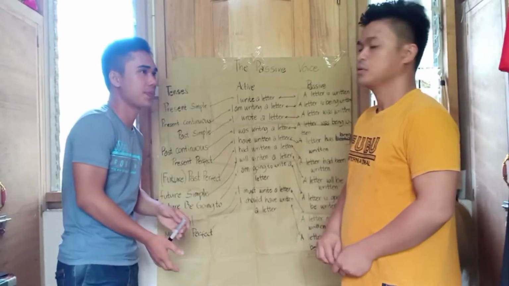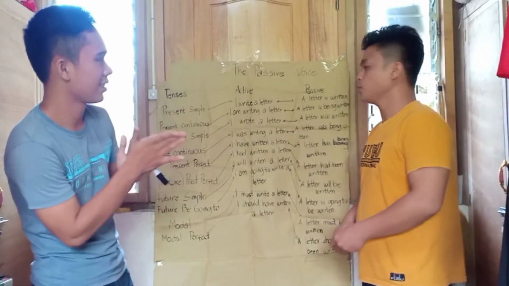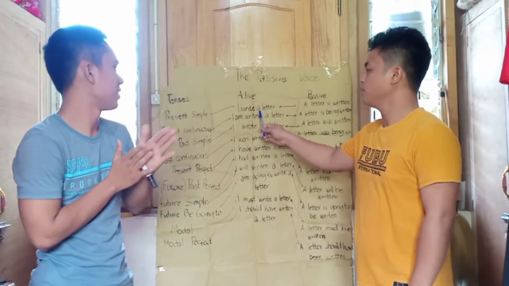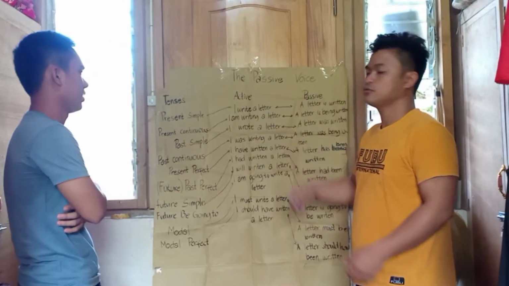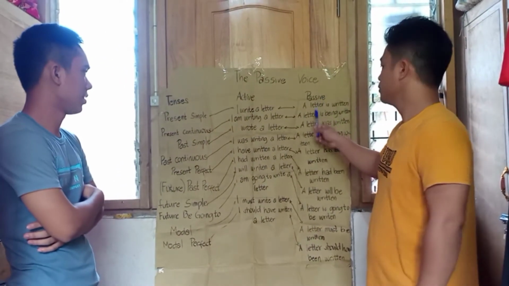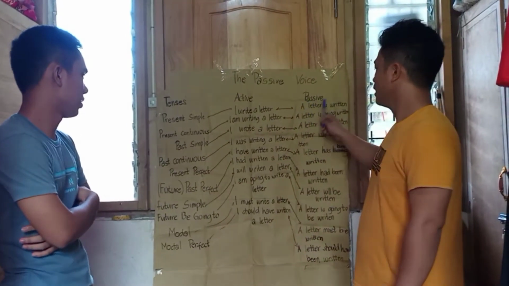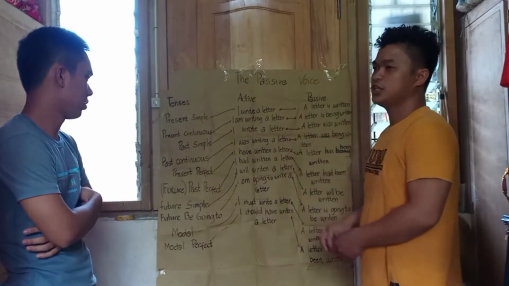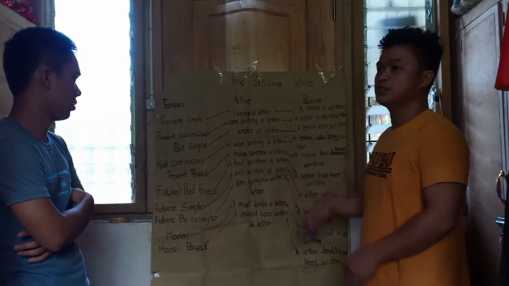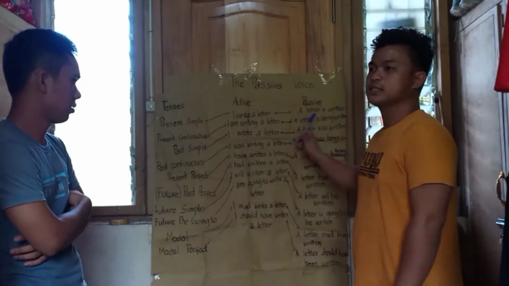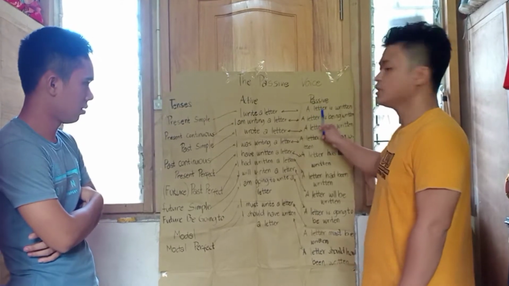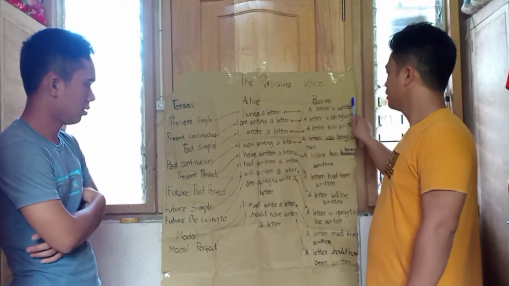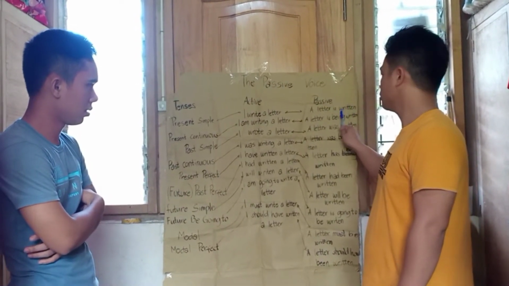Now the passive. In the passive voice, we transpose the active voice into the passive voice. So "I write a letter" becomes "a letter is written." The formula of the passive voice is the object plus the action: the object is "a letter," plus the action, which is "written."